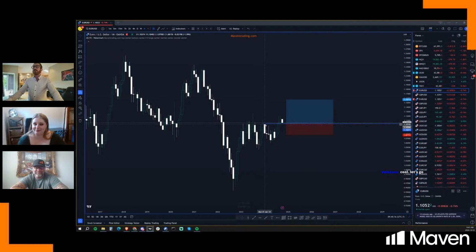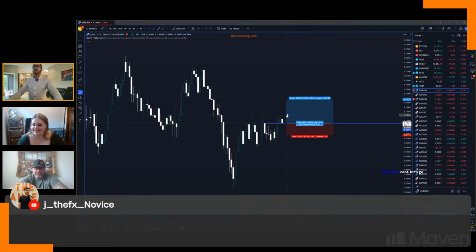And we're just going to be entering on the retest with a stop below the wick of the impulse move that broke that structure, okay? And then we're going to be targeting 2R.